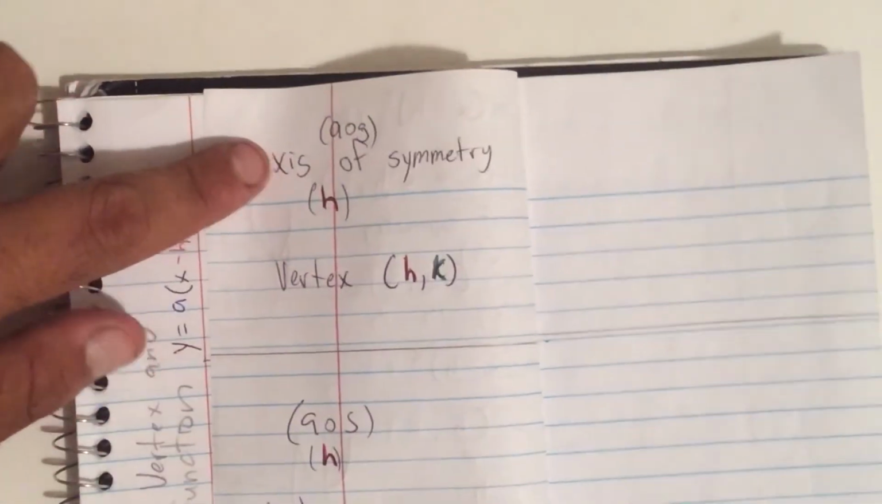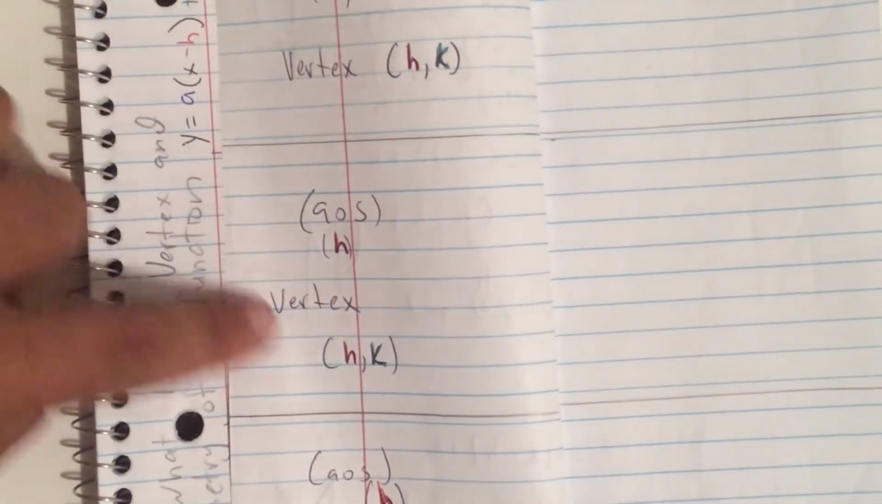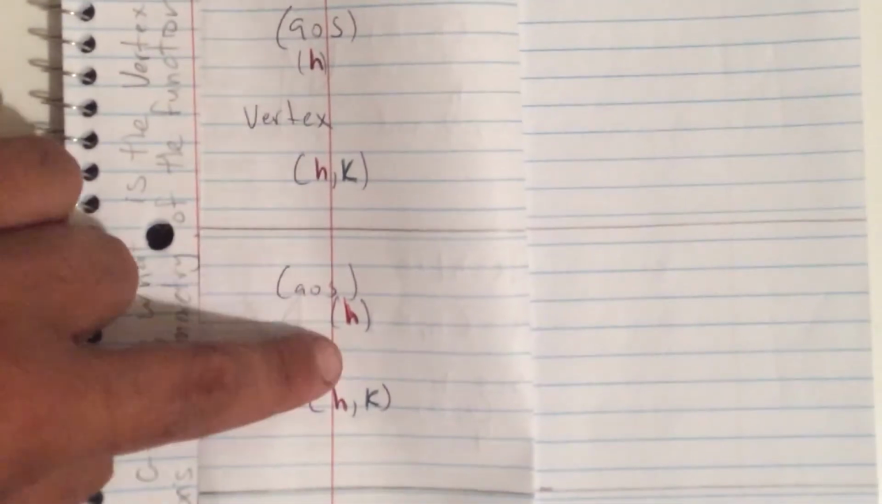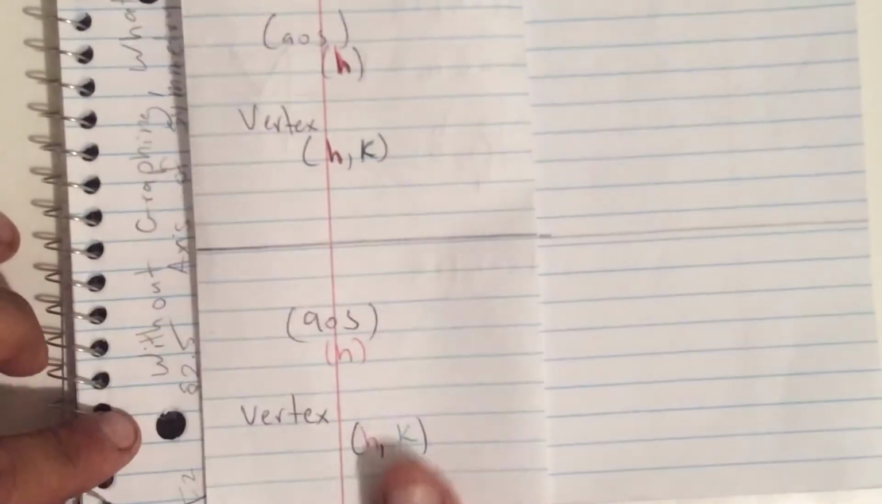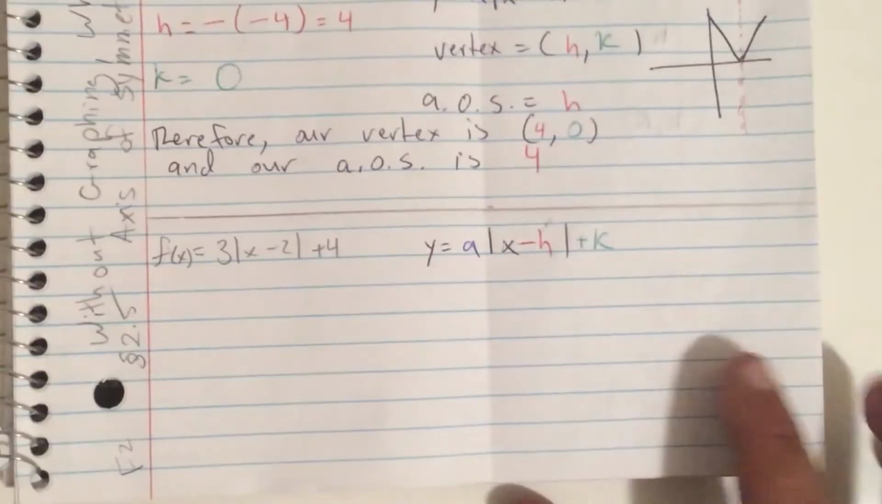I wanted to show you guys these before I forget again. So these are the titles for each of the sections. It's axis of symmetry, the h, the vertex, and the h, k. Axis of symmetry h, vertex h, k, and axis of symmetry with the h, and the vertex h, k.